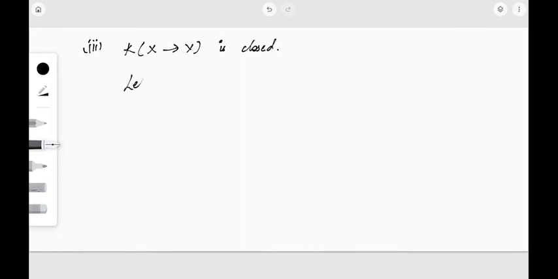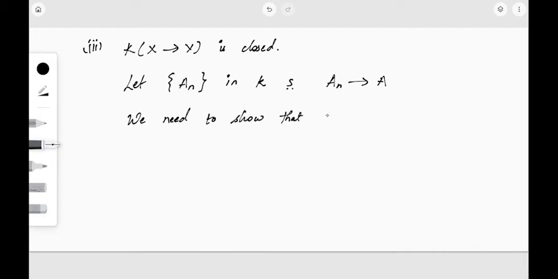So for that, let us take a sequence An in K such that An converges to an operator. An is a sequence in K means this sequence is a collection of compact operators, right? And let us suppose that An converges to A. Now to show that K is closed, we need to show that A is compact. Once we show that A is compact, K will clearly be closed.